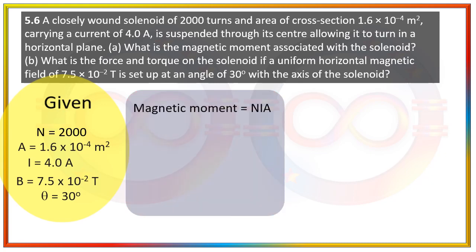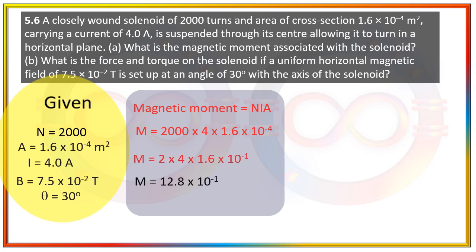So the A part is the magnetic moment. The formula is NIA, where N is 2000, I is 4 ampere, and the area of cross section we put in. On putting all the values, it will come to 1.28 ampere meter square.